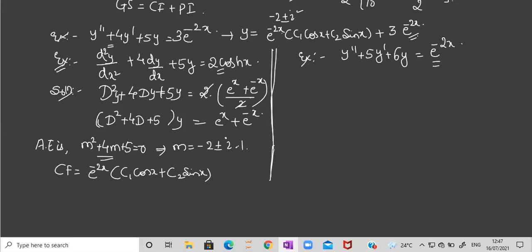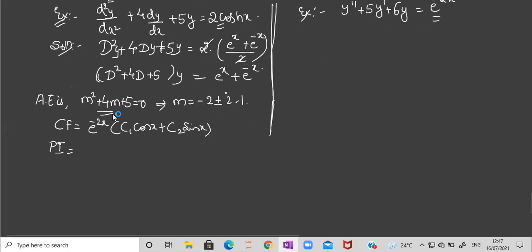Now let us say PI. PI, if you see the RHS part, you have two terms. So what happens when you write PI? It is converted as two terms or only one term? You have two different terms here. So when you take PI, here also you take it as two different terms. This is 1 upon D square plus 4D plus 5 operating on e raised to x plus 1 upon D square plus 4D plus 5 operating on e raised to minus x.